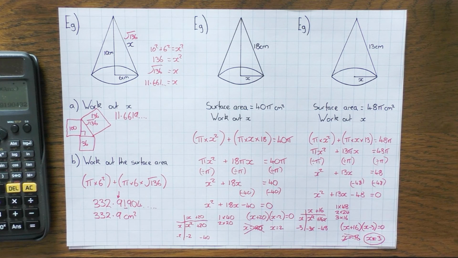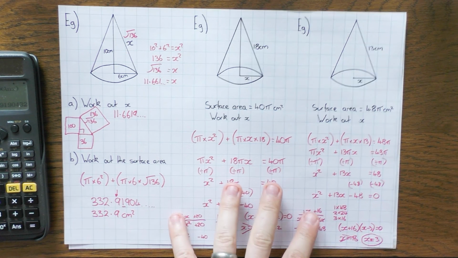Okay, so there we go. There is the surface area of a cone with some very juicy questions at the end there, going backwards and finding out the radius. Hopefully that helps, guys.